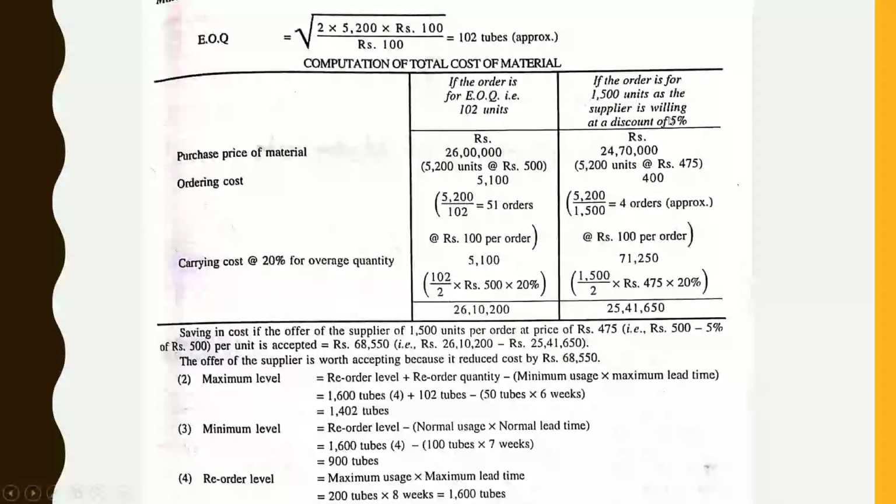But 1,500 discounting is available. So that's why half of quantity is how much? 1,500 into 475 into 20%. Now totally here it is 26,100, 10,200. Here 25,000 or 25 lakhs, 41,650. So that means it is accepting or not. So the total cost is lower than the total cost of EOQ. That means it should be accepted.